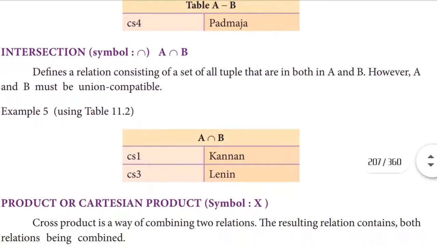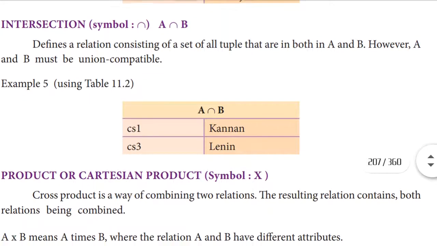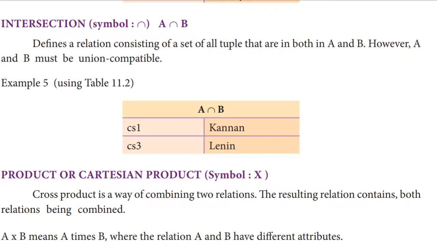Next one is the intersection. Intersection displays only the common data. Whatever data is common in both tables, only that we display. It defines a relation consisting of the set of all tuples that are in both A and B. However, A and B must be union compatible. So whatever data is common in both tables, only that data we display. You just see the example table they have given here. So this is the result of table A intersection table B.